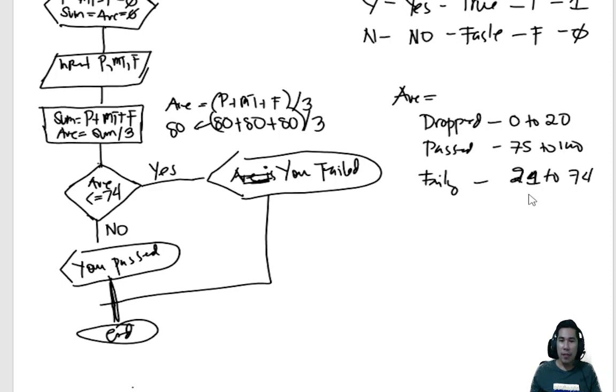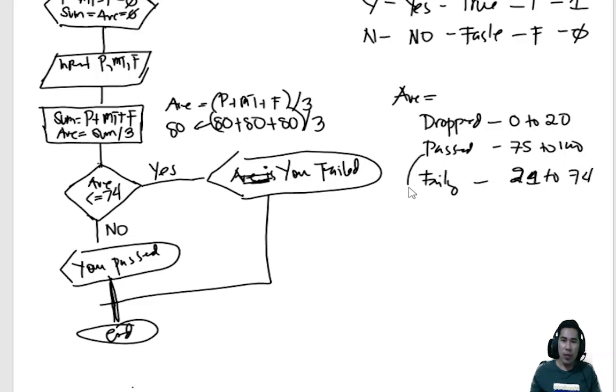But for failed, it's like you took quizzes, you took exams, and you have assignments and submissions, and lab activities that were submitted. So if it falls in the failing grade, it will not fall into drop because you have many submissions.